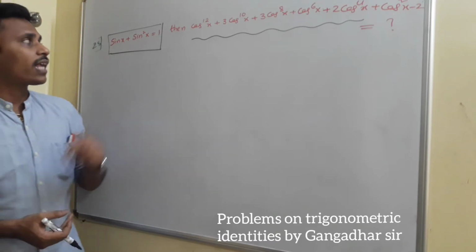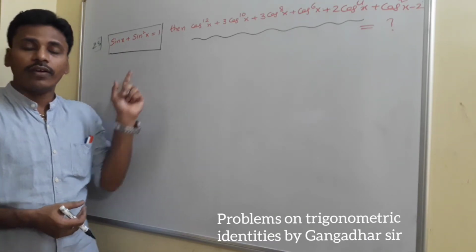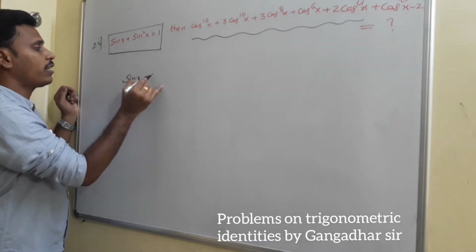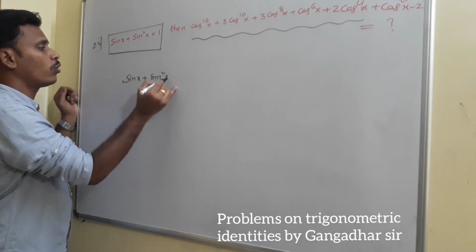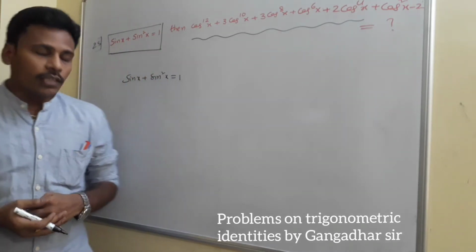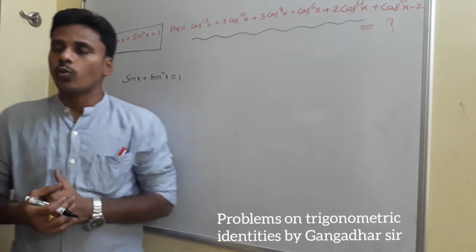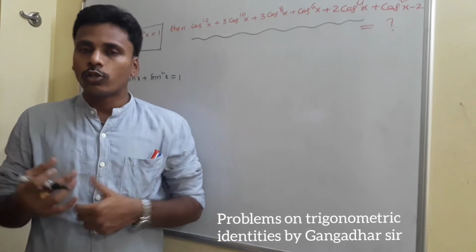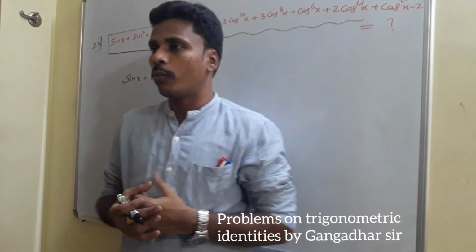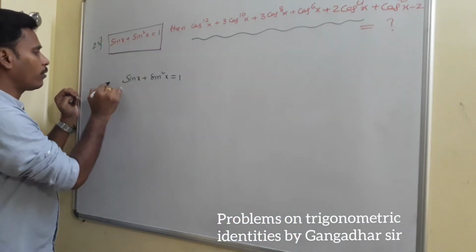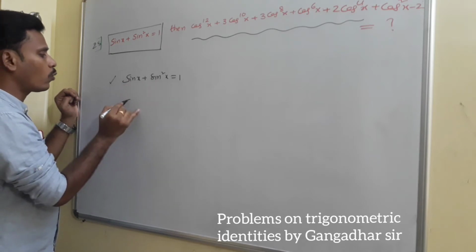The given thing is in terms of sin. The given expression is what? Sin x plus sin square x is equal to 1, and using this we have to find that one. Based on this, sin x plus sin square x is equal to 1, actually there are different types of simple problems also, right? See, I am going to give you something. Sin x plus sin square x is equal to 1.